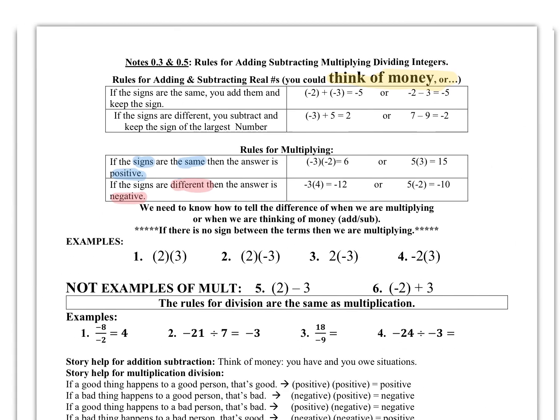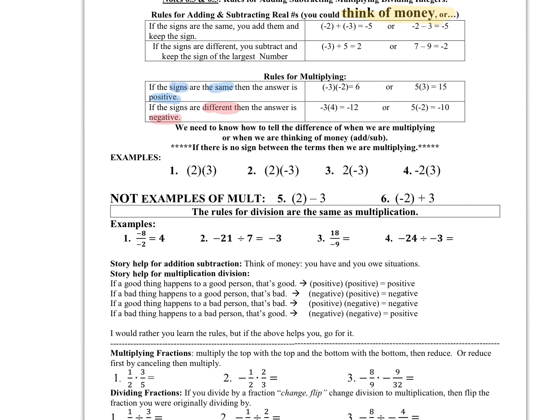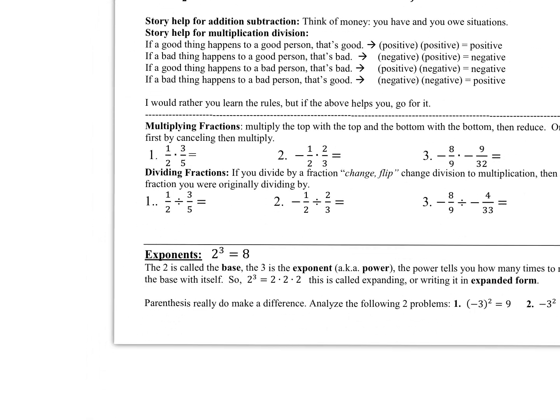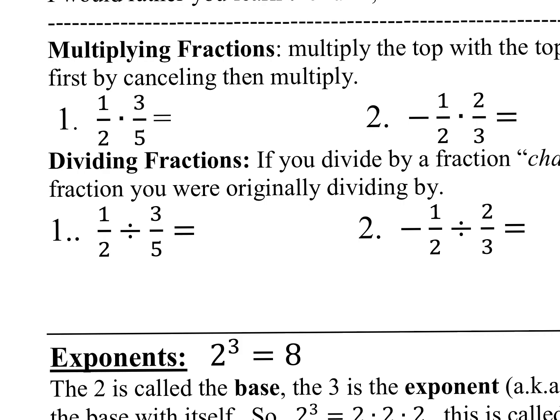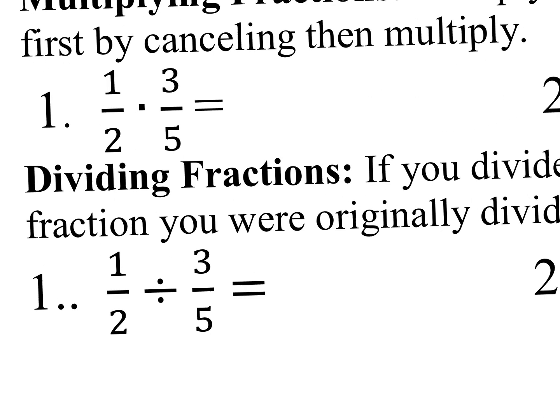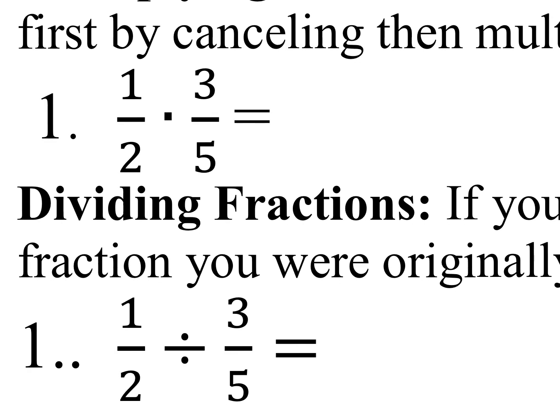Rules from yesterday. And then yesterday we also touched on multiplying fractions. And this is the new part down here where we're multiplying fractions and also dividing fractions. So once again, just to get us warmed up here, let's multiply number 1. What's the answer going to be? What do you guys say? 3 over 10 is correct, right?